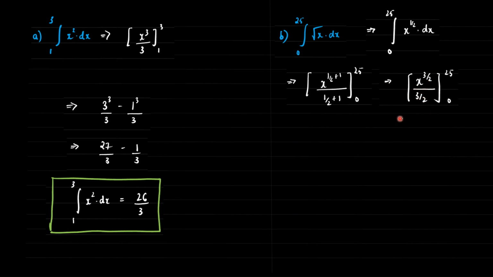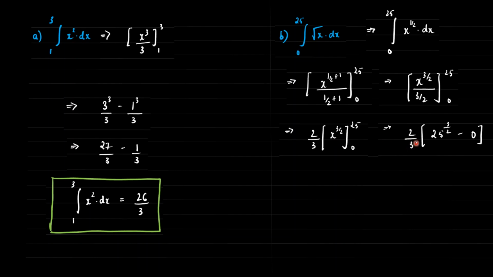This 3 over 2 can be taken out, and I can write this as 2 over 3, since this is a constant, it can be taken out. And now I have to substitute the value of 0 and 25 in place of x. When I do that, I will be getting 2 over 3 as it is, 25 raised to the power of 3 over 2 minus 0 raised to the power of 3 over 2. 0 raised to the power of anything is 0, so I can ignore this.